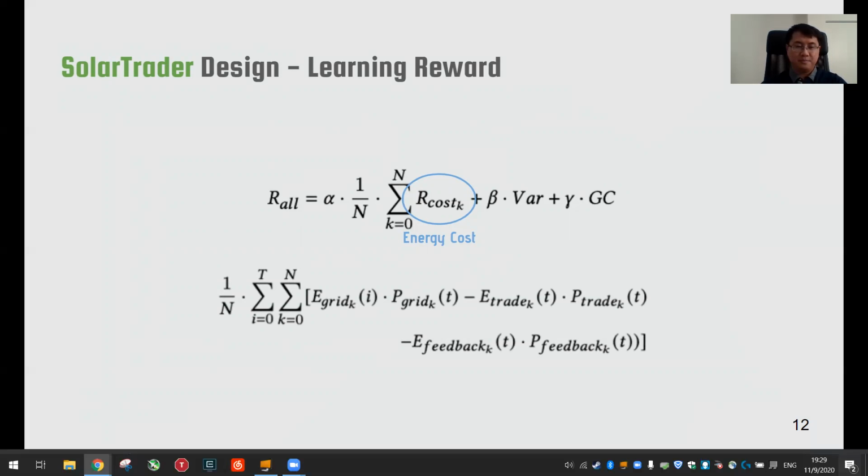On top of that, we consider the VPP-level energy consumption variance for better grid management performance, in particular for net grid forecasting. What's more, we also consider fairness by calculating the Gini coefficient.